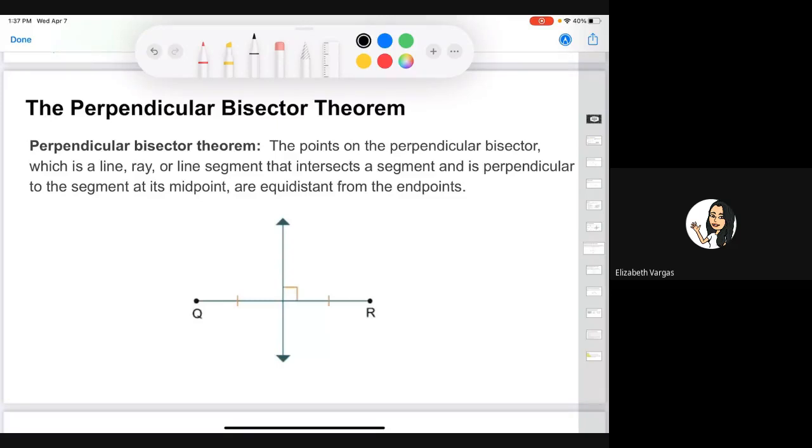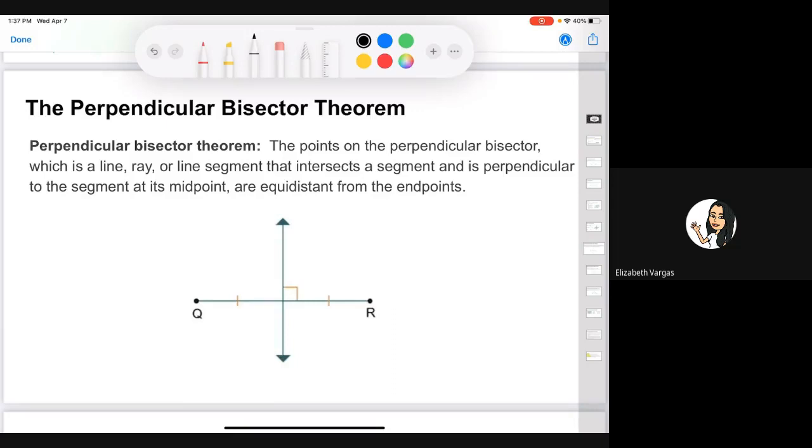Next thing we're going to look at is the perpendicular bisector theorem. The perpendicular bisector theorem basically says the points on the perpendicular bisector, which is a line, ray, or line segment that intersects a segment, is perpendicular to the segment at its midpoint, are equidistant from the endpoints.